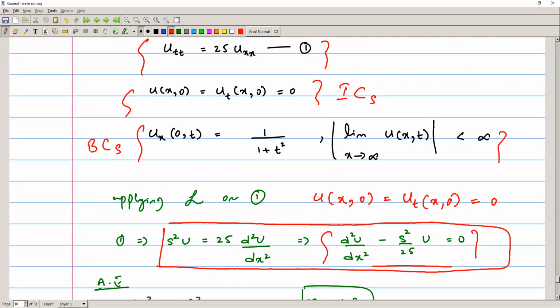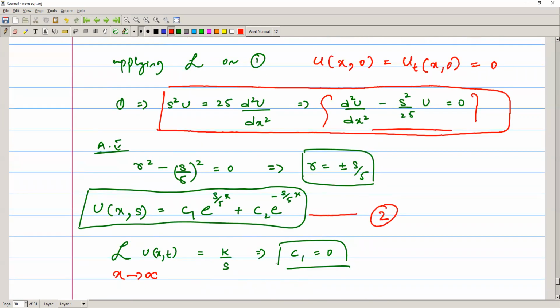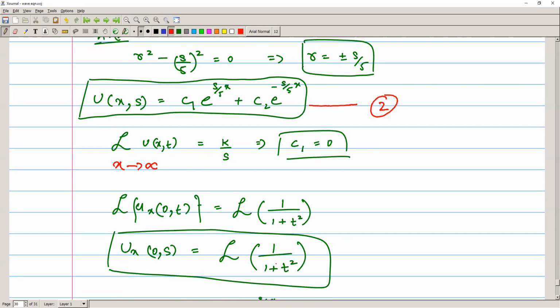We can see in the problem here, x tends to infinity. So this is equal to k over s, because in the problem they said that the limit as x tends to infinity of u of x comma t is less than infinity. It means that it's equal to some constant, right? If it's less than infinity, so we'll apply the limits, we will get c1 is equal to 0.